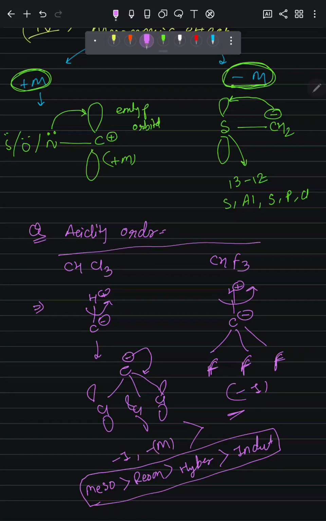So acidity is directly proportional to the stability of the negative charge or carbanion. Then this is more acidic as compared to this. There is another example of acidity order. Acidity order is directly proportional to the mesomeric effect.